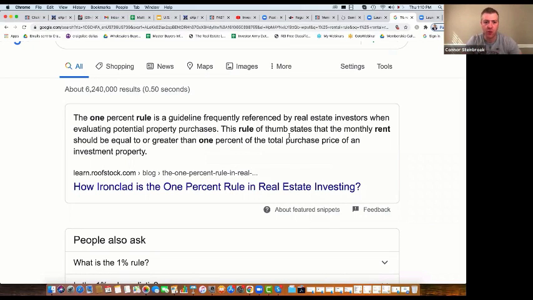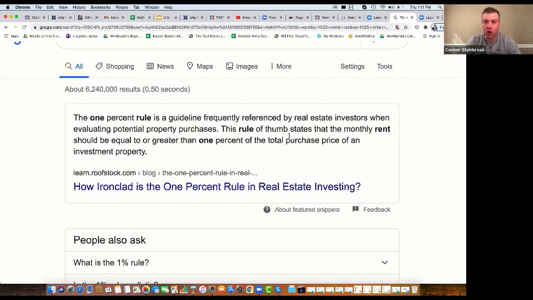Okay, guys, here it is. Here's what the 1% rule says. The 1% rule is a guideline frequently referenced by real estate investors when evaluating potential property purchases. This rule of thumb states that the monthly rent should be equal to or greater than 1% of the total purchase price of an investment property. Now, a lot of people say 1% of total all-in costs. It just depends on who you're talking to.